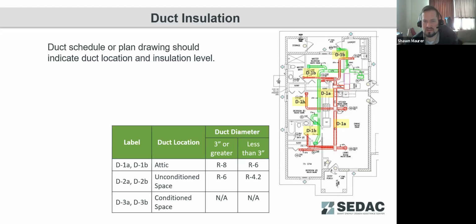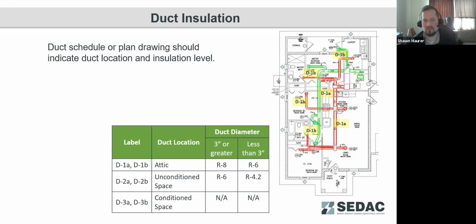So on the plan drawings, you can see the main trunk is about a 12-inch diameter going down to 3 and 4-inch diameter branch ducts. And so going back to this table and referring to the proper insulation levels in that attic space for that insulation. If that ductwork were split, like say you had attic return with supply on the floor, then you would have different insulation requirements for those.